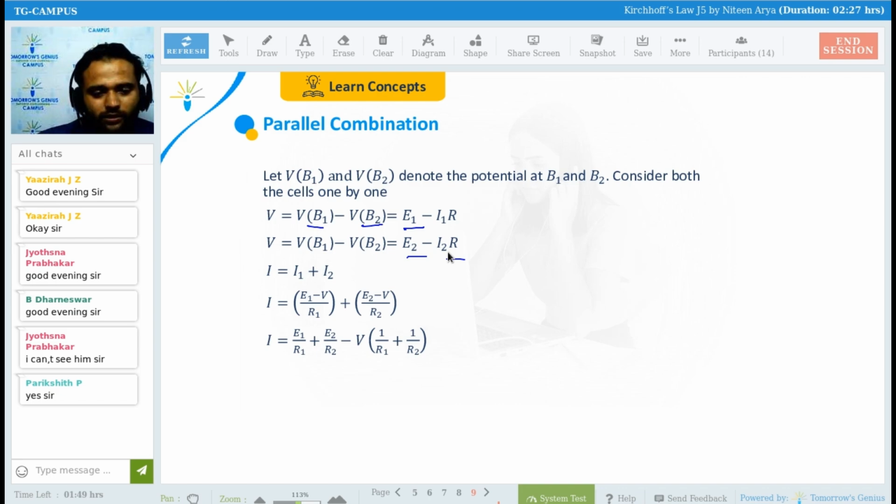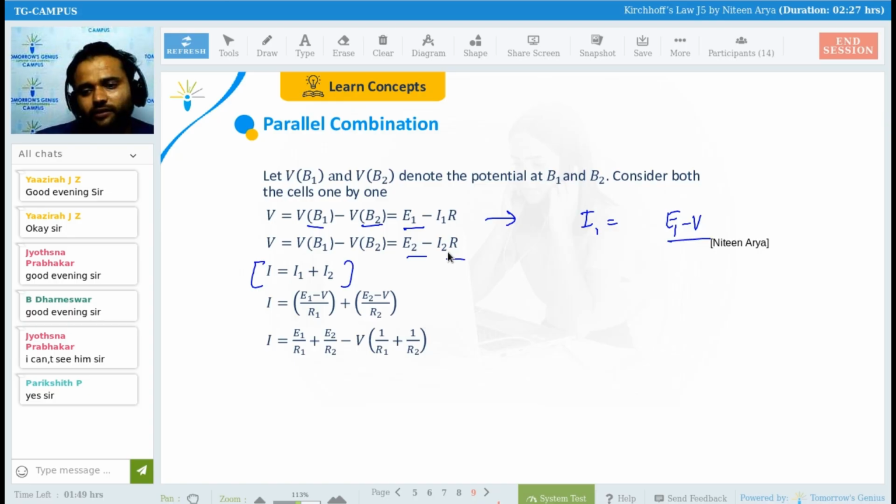I need to find I total. So I total, I equivalent, is I1 plus I2. So from these formulas, I1 is, V1, or simply V you can write, E1 minus V divided by R1. And in a similar way, I2 is E2 minus V divided by R2.